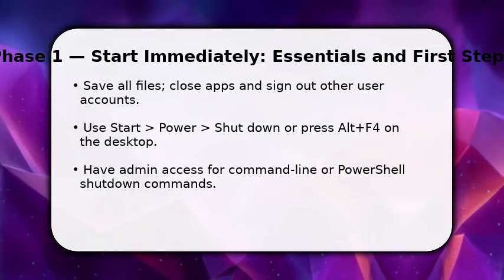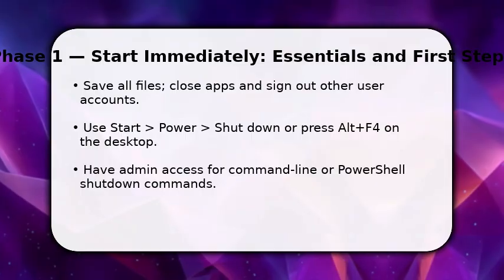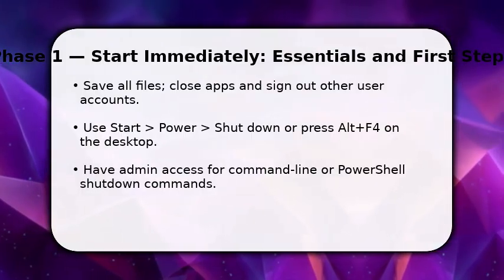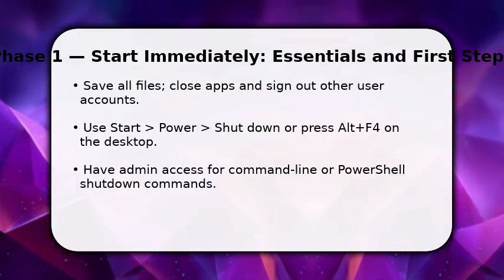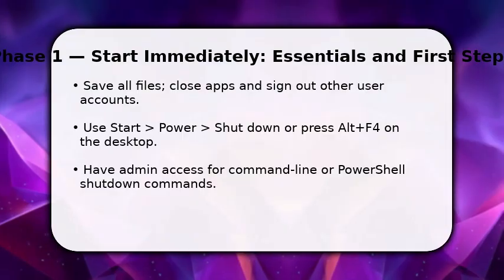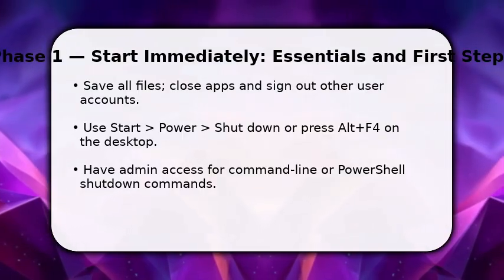Now, try the simple action. Open Start, choose Power, then Shut Down. If you prefer a direct command, open an elevated prompt and run shutdown /s /t 0. That forces immediate, full shutdown from the system level.